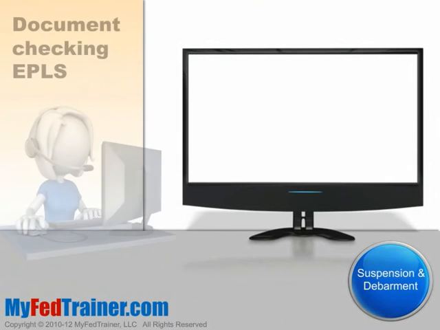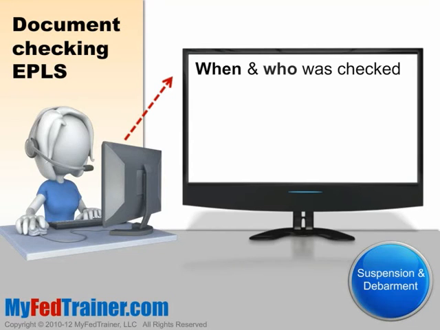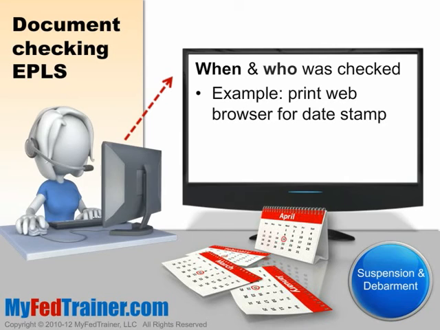The documentation to show you checked the Excluded Parties List system is concerned with both when you checked and who you checked. Therefore, it is important that you include both the date checked and the criteria used in the query. An easy way to document this is to print the results of the query from your web browser. This will show both the date stamp and the query criteria.